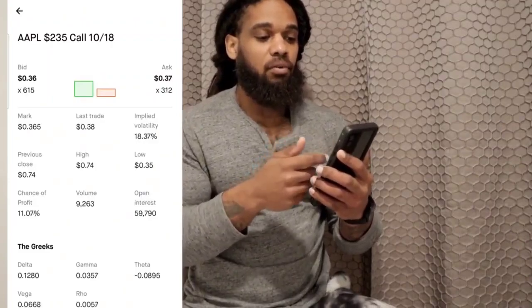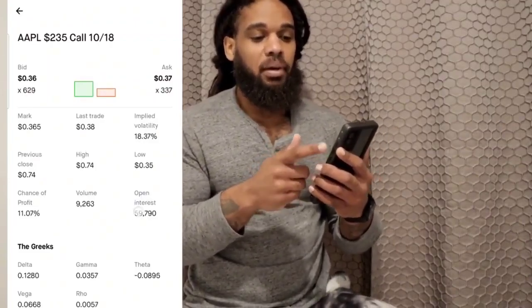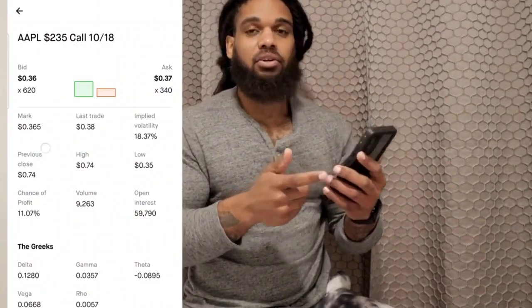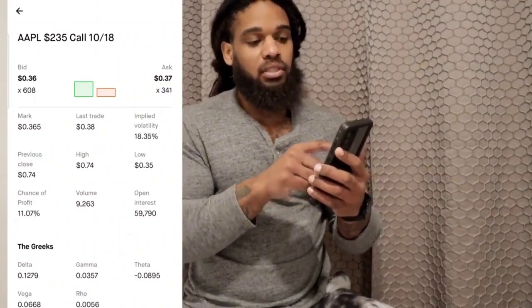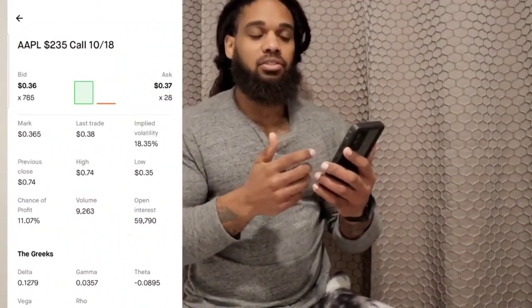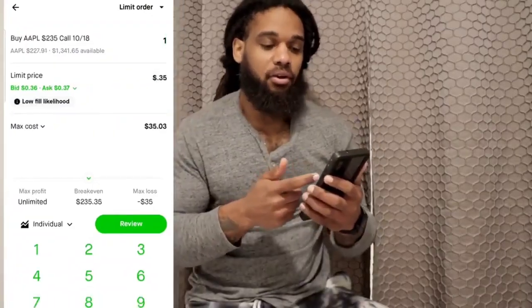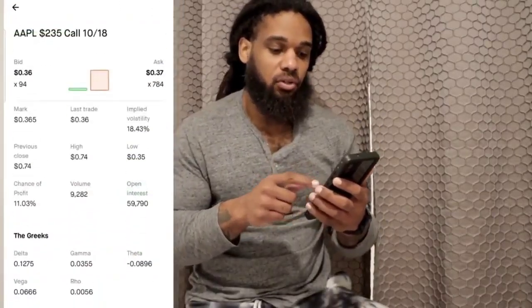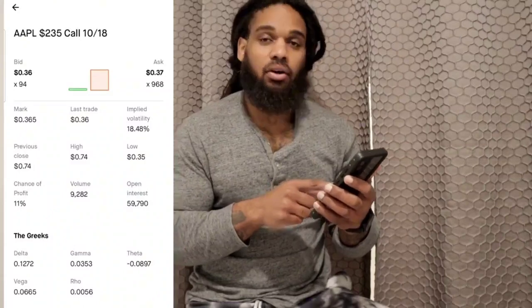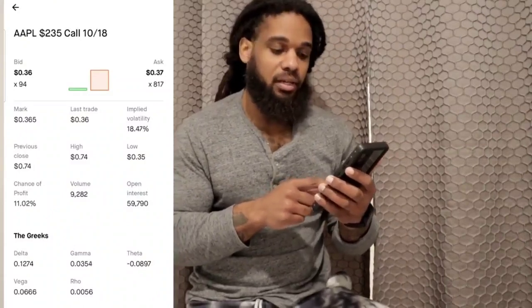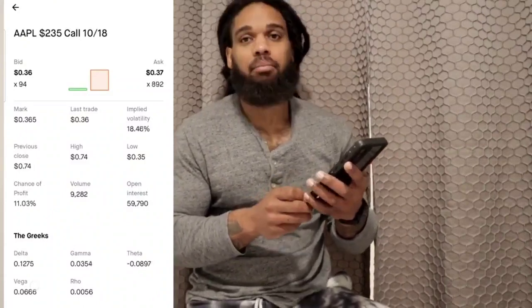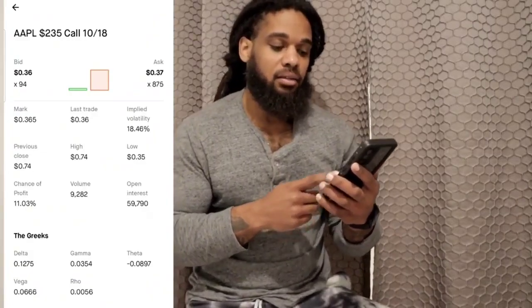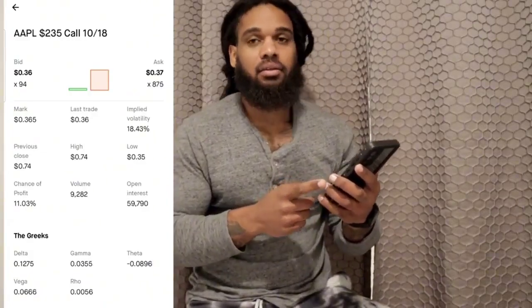So people are bidding for about $36. Somebody's asking for about $37. Now when you see the mark order, that's like the mid price if you want. So when you press that arrow down, you're also going to see something called the Greeks, which you got delta, gamma, theta, vega, rho. I personally like to look at the delta and the theta.